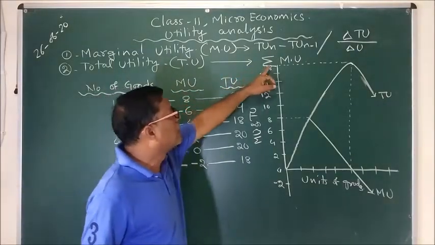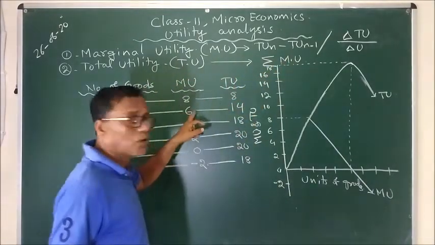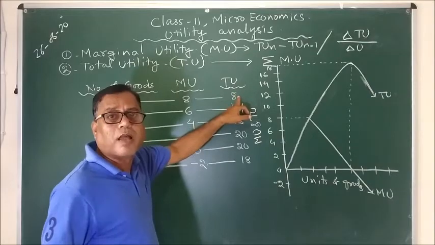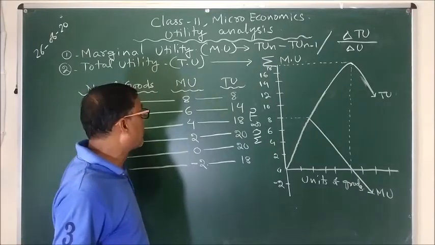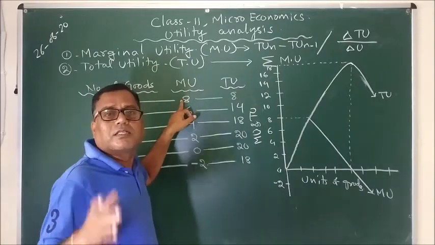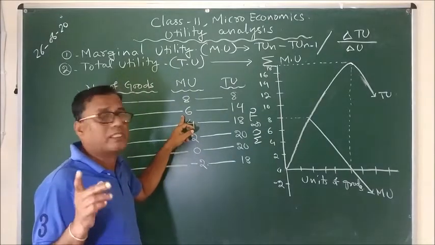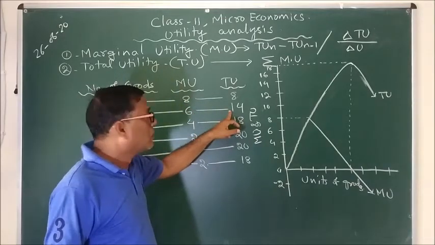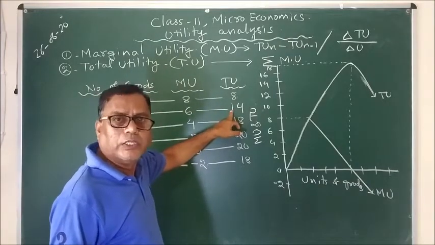And as you can see here, the formula of total utility is that the summation of marginal utilities is total utility. From the first one we are getting 8, so total utility is also 8 because we have consumed only 1 unit of banana. When we consume the second unit of banana, in totality we have consumed 2 bananas. From the first one the marginal utility we derived is 8, and from the second one it is 6 utils. Adding both, 8 plus 6 equals 14. So the total utility of 2 bananas is 14 utils.